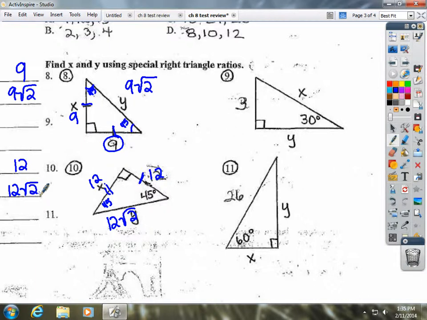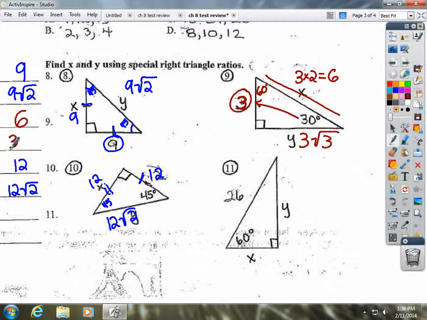Okay, switching over to a different triangle. This is now the 30, 60, 90 triangle, which means whatever my small side is, and that's always across from my 30, so this is 3, I take that number and multiply it by 2 to get my hypotenuse. So my hypotenuse is 6. To get the other side, I take whatever my small side is, and I multiply it by the square root of 3. So this is 3 times the square root of 3.